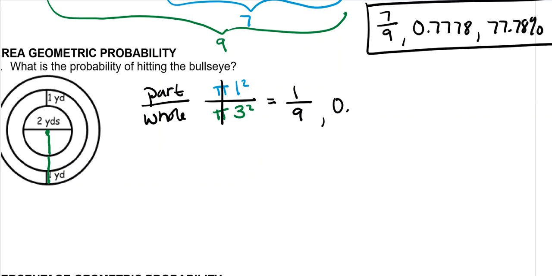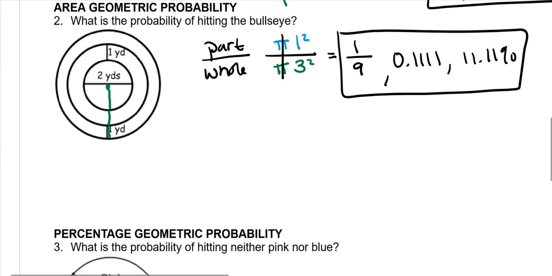My decimal will be 0.1111. It'll keep going 1 forever and ever, but we do 4 decimal places. And then whenever I turn this to a percent, this moves over twice, so 11.11%. There we go. So this is my answer.